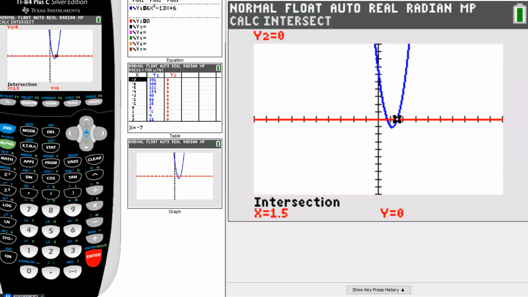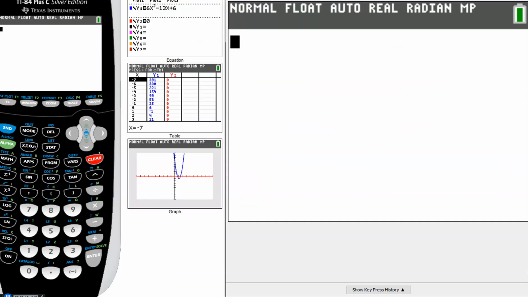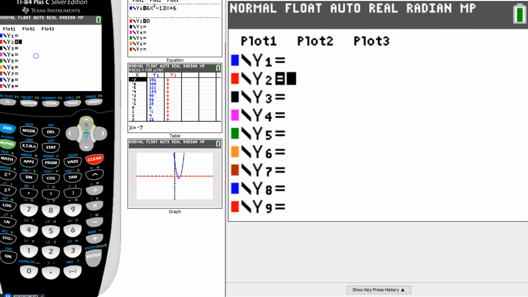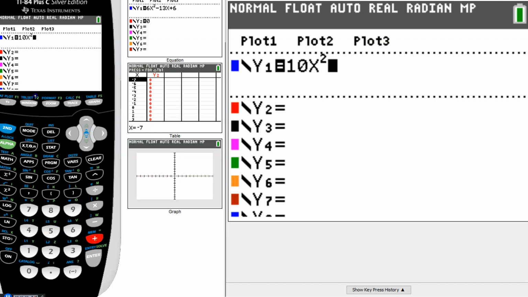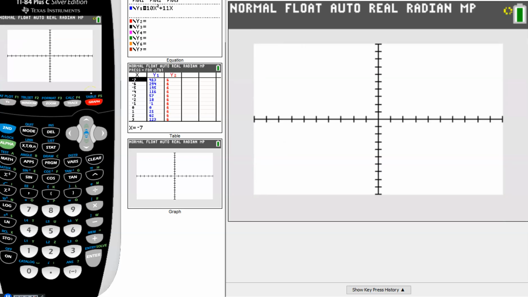So we're going to go into our graphing calculator again, go into the y equals, clear that out. And I'm going to actually clear out my second one too. And I'm going to go ahead and type these in. So I've got my 10x squared plus 11x. And then my right side ended up to be 6. So I'm going to go ahead and graph with what I had on there before, see if we can see it.